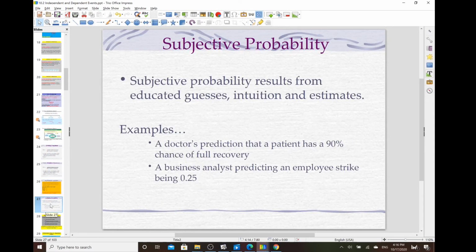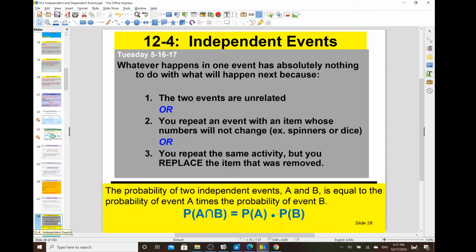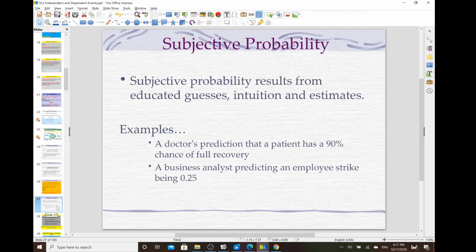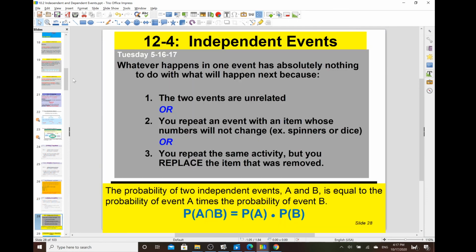And subjective probability results from educated guesses, intuition, and estimates. Examples: a doctor predicting that a patient has a 90% chance of full recovery, or a business analyst predicting an employee strike at 0.25. Anything that's considered predictions, educated guesses, intuitions, estimates is always considered subjective probability. Okay, and the independent and dependent, we'll talk about that in the next sections.